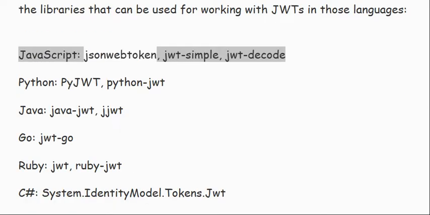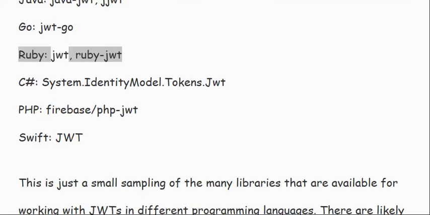JavaScript: jsonwebtoken. Python: PyJWT. Java: java-jwt. Go: jwt-go. Ruby: ruby-jwt. C#: System.IdentityModel.Tokens.Jwt. PHP: Firebase PHP-JWT. Swift: JWT.